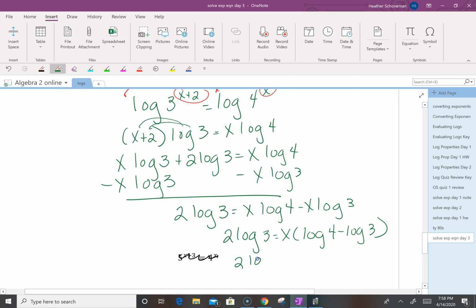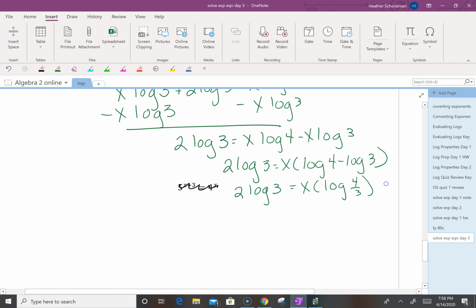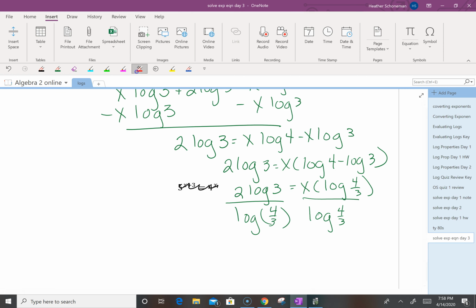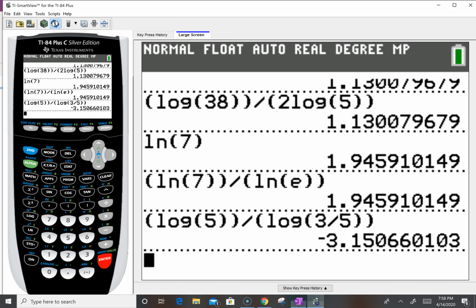Okay, simplify using your properties. The log of 3 equals x. Minus means division, so the log of 4 divided by the log of 3. Want to get x by itself, I'm going to divide. Oh, isn't that crazy? Now, here's my numerator. Here's my denominator. Let's see if we can get this in our calculator.